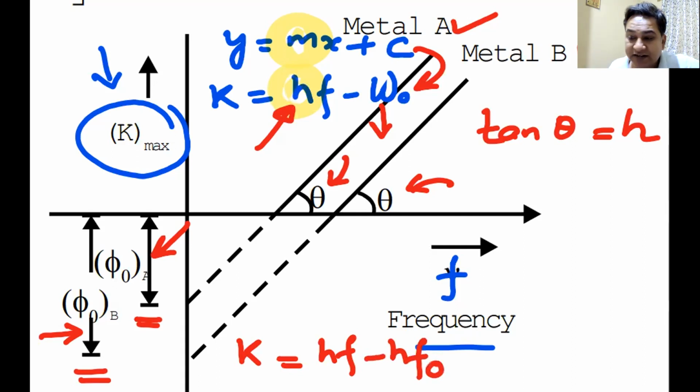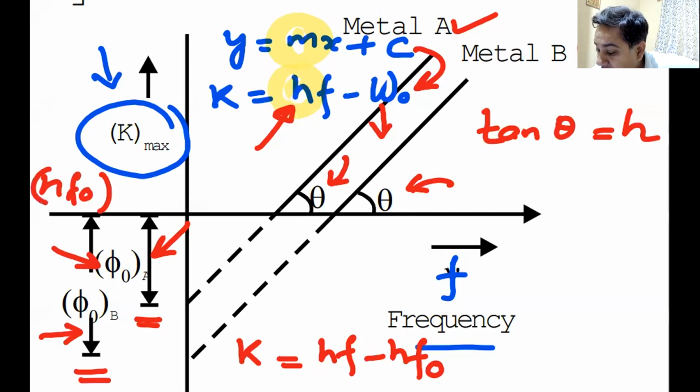Do we understand this? Still the graph remains same. Here instead of W naught, I will write it as HF naught of body A. And here I will write it as HF naught of body B. Do we understand this?